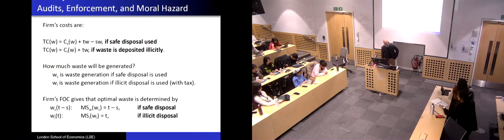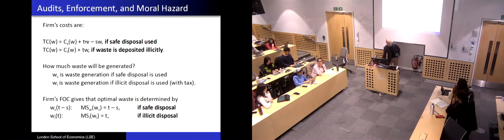So the firm cost is going to look like that, right? So we're going to have this expression here. This is if safe disposal is used. So they're going to pay the private cost plus how much they need to pay in terms of the tax. The tax will depend on how much waste is generated. So they definitely have a clear incentive not to generate a lot of waste if they don't have to, because they're being taxed on that, right?